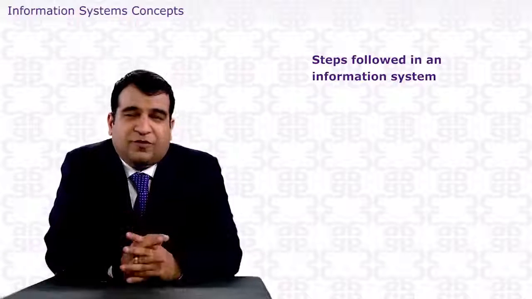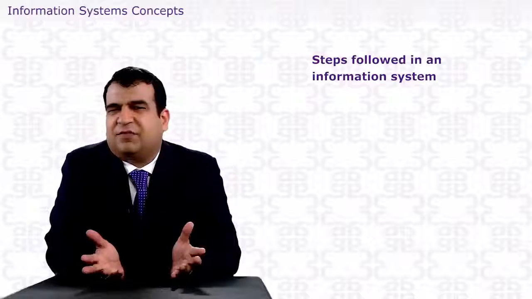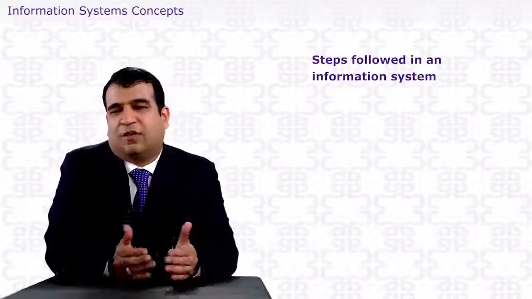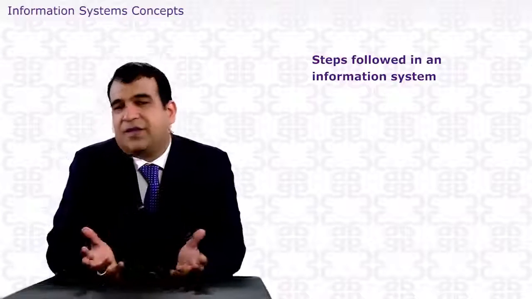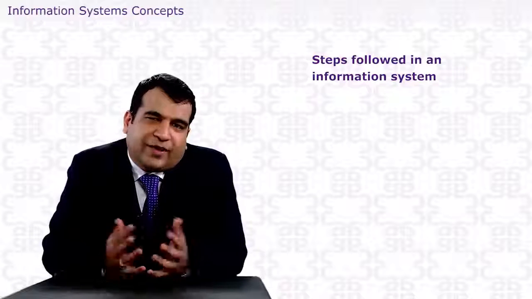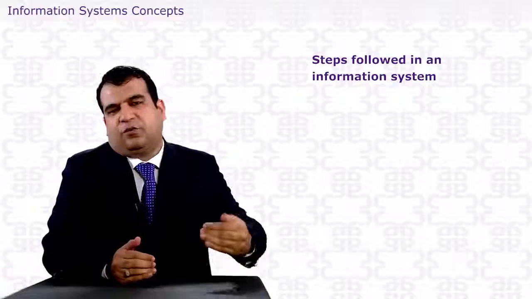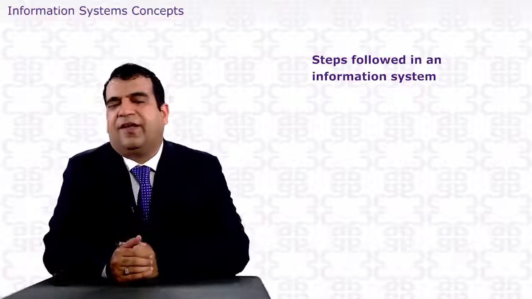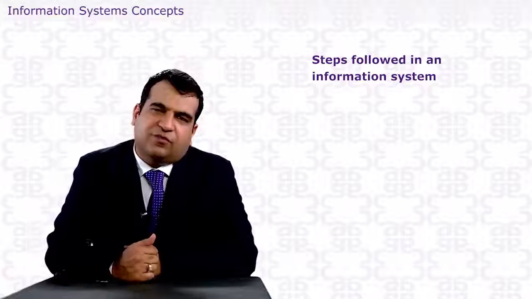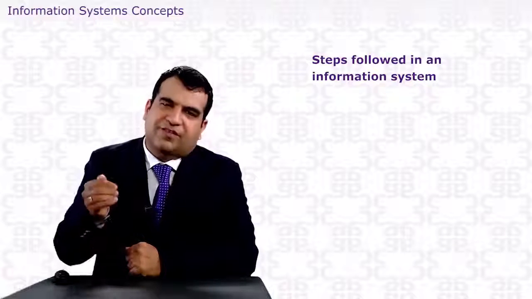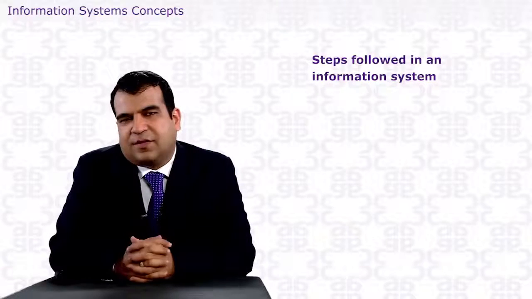You have to be very careful. These are 2 different questions, but very similar to each other. One was talking about the general model of a system, and one is talking about steps followed in an information system. A general model of a system would mean input, processing, output, storage and feedback, and steps followed in an information system would mean input step, processing step and output step.